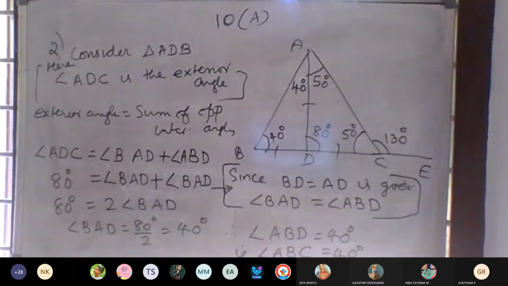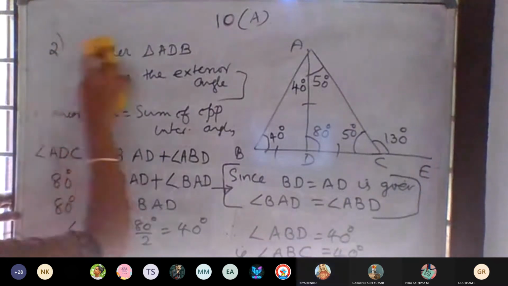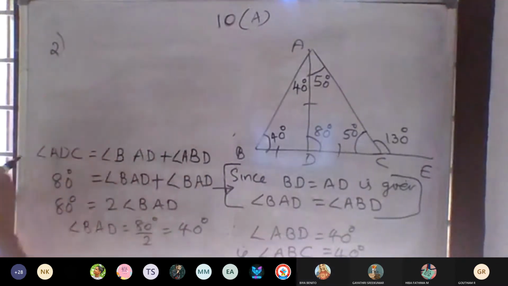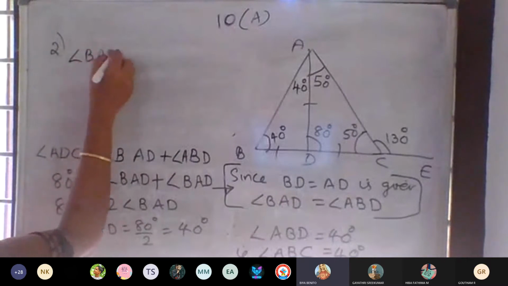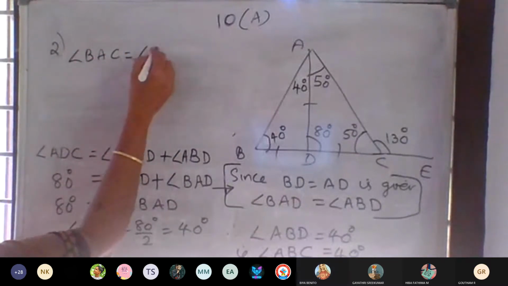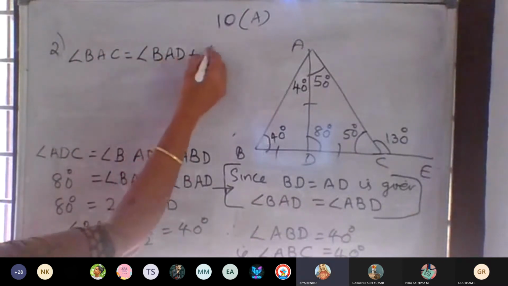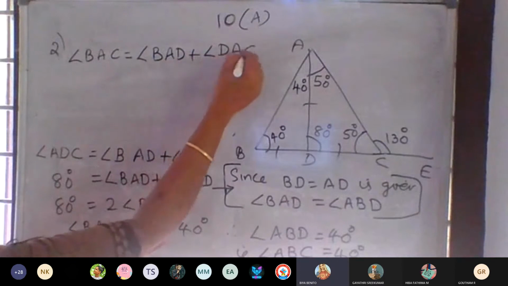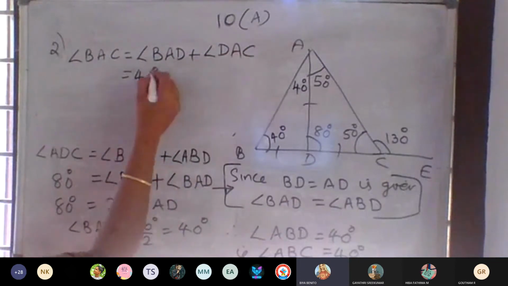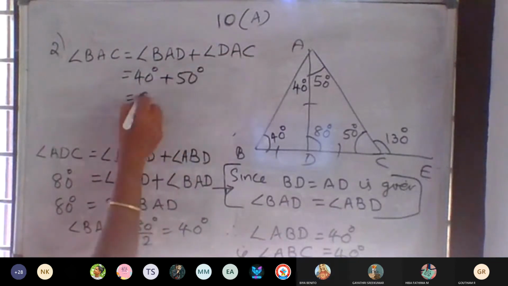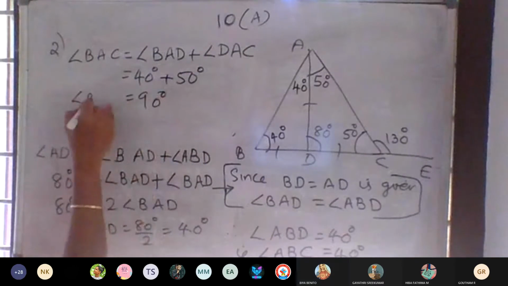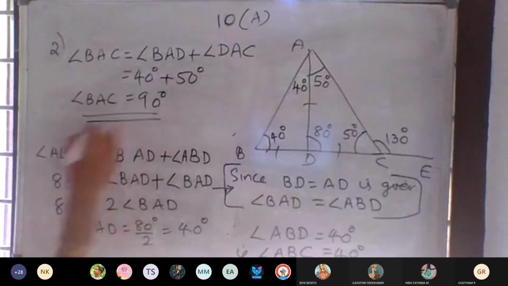Then the third part is angle BAC. Angle BAC is equal to what? Angle BAD plus DAC is equal to 40 plus 50, which is equal to 90 degrees. Angle BAC is equal to 90 degrees.